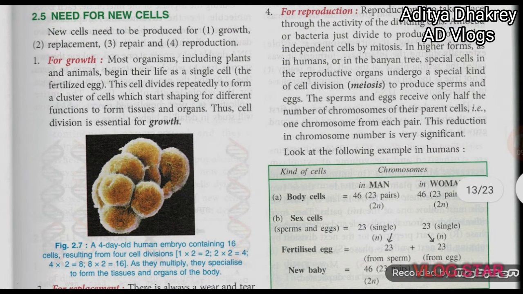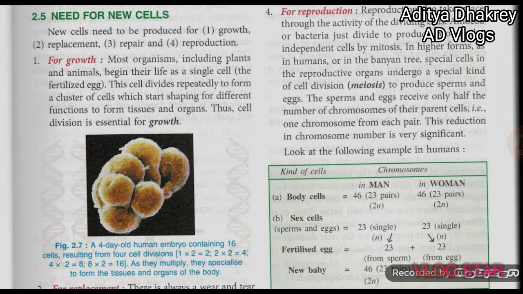Fourth one, for reproduction. Reproduction also takes place through the activity of the dividing cells. Amoeba or bacteria just divide to produce two similar independent cells by mitosis. In higher forms, as in humans or in the banyan tree, special cells in the reproductive organs undergo a special kind of cell division to produce sperms and eggs.